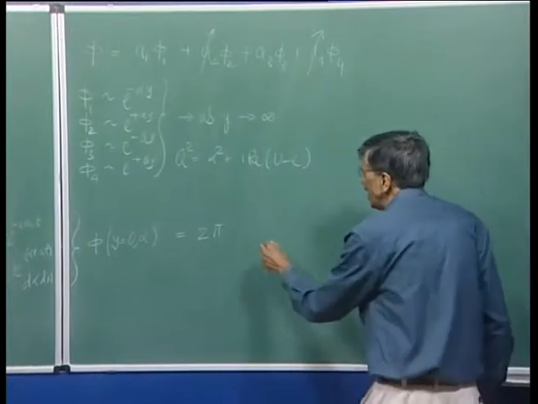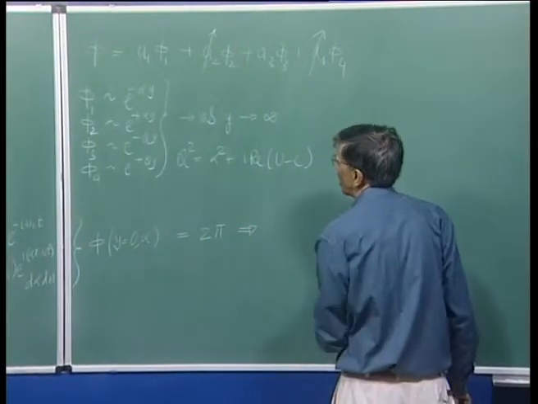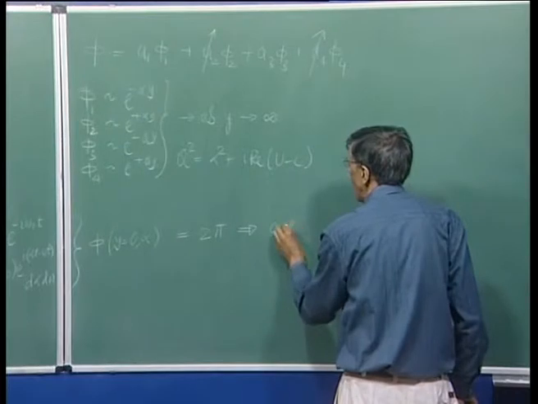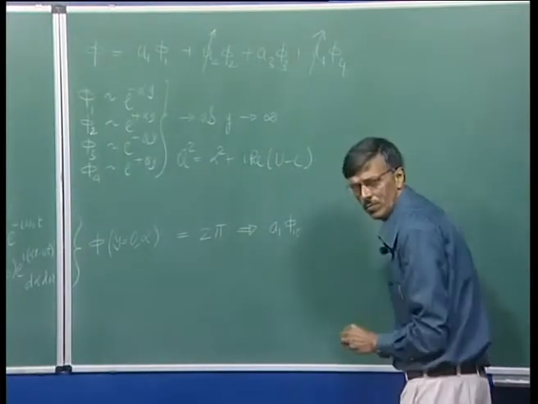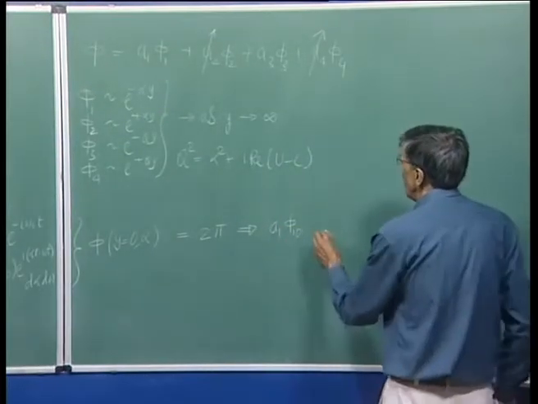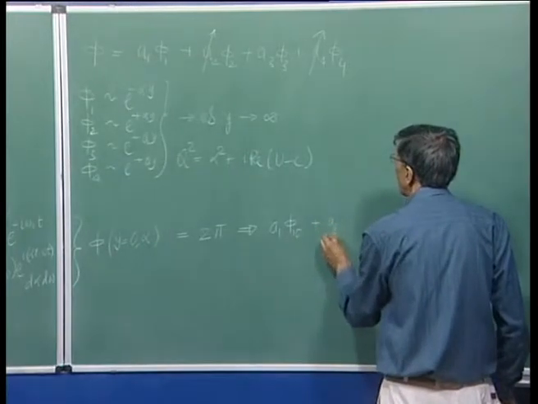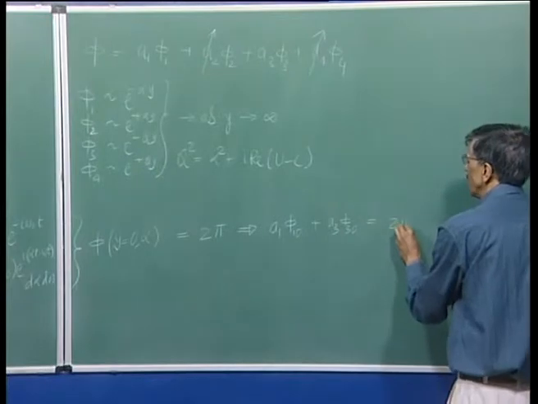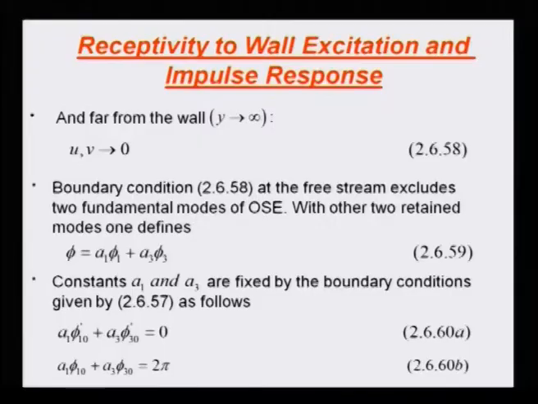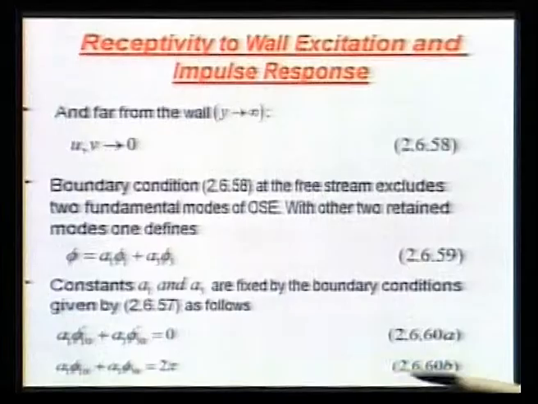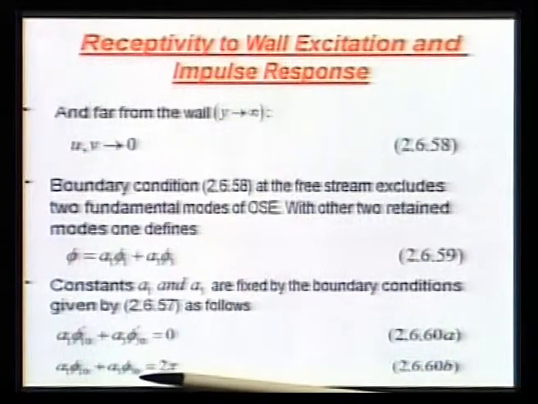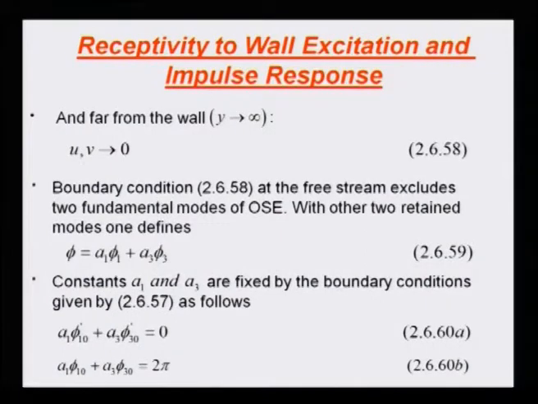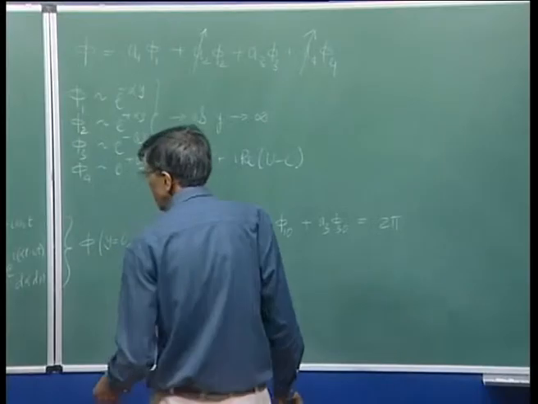So, this then would give you what? This would give you a1 phi 1 at 0, okay, plus a3 phi 3 at 0 should be equal to 2 pi. That is what we have written here, this equation. The last equation is that. Okay. And what about the other condition? The other condition is u equal to 0.